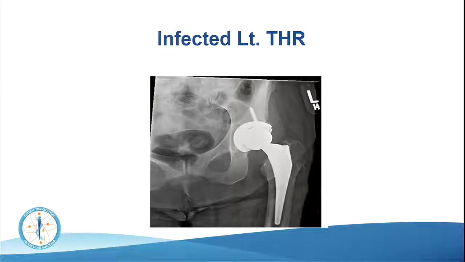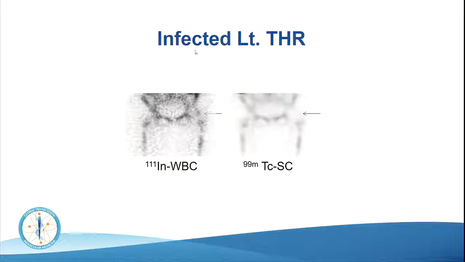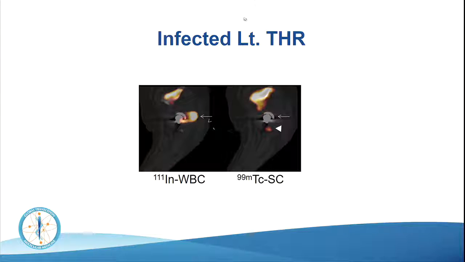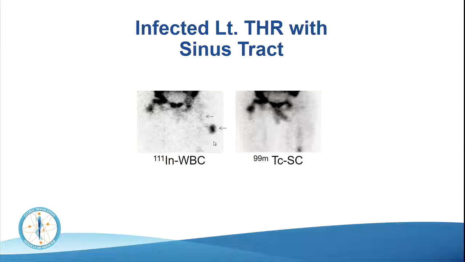Another case, once again, a mismatch, again, most striking in the left hip joint itself. And here you can see very nicely the abnormal labeled leukocyte accumulation, slightly lateral to, but primarily posterior to the hip joint. This focus here happens to be an area of bone marrow on the sulfur colloid image. These are simultaneous dual isotope acquisitions.